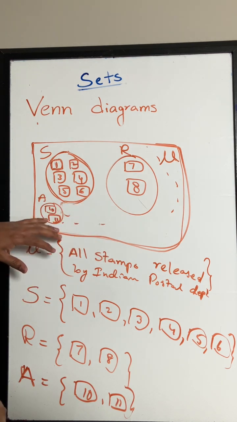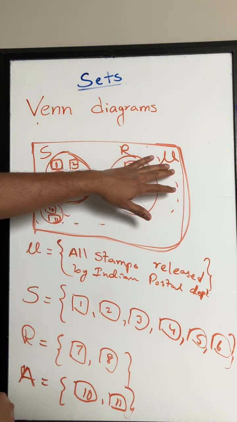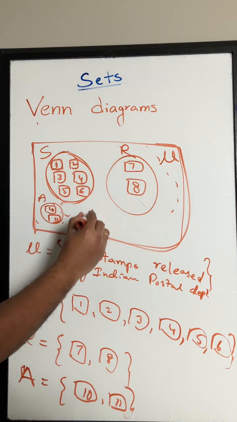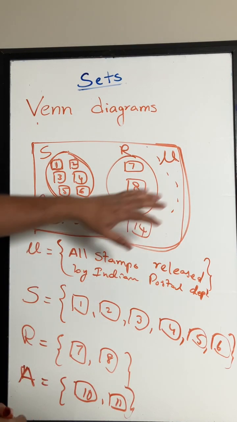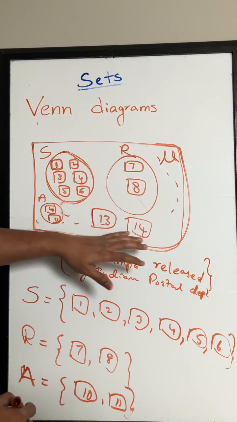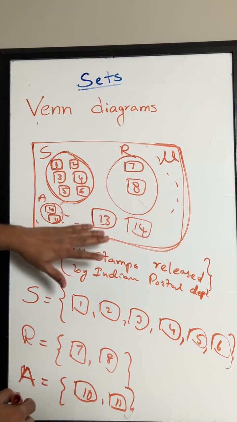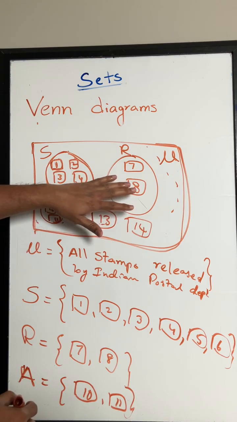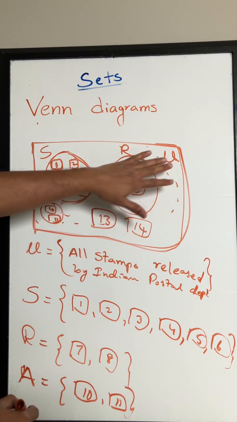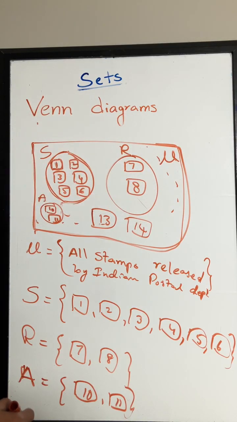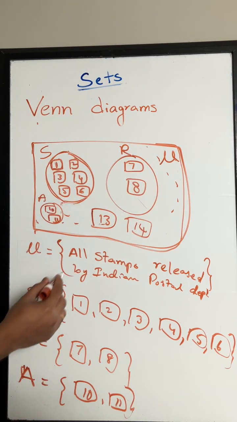As long as it is inside this circle, it is also present in mu. So there are stamp 13 and stamp 14. Nobody holds it. Only the Indian Postal Department has it. So that means 13 and 14 will be inside this box. It doesn't belong to any circle, so it will be outside of all the circles, but inside the big box. This is how we represent the Venn diagrams.